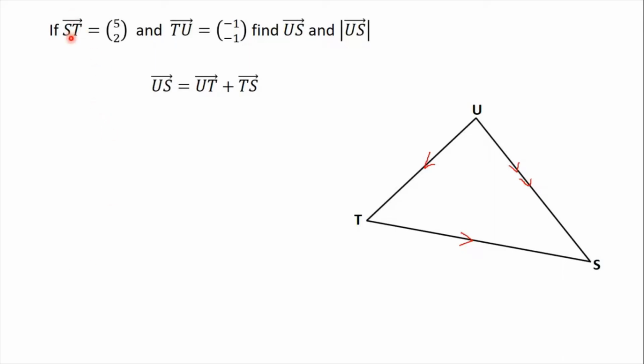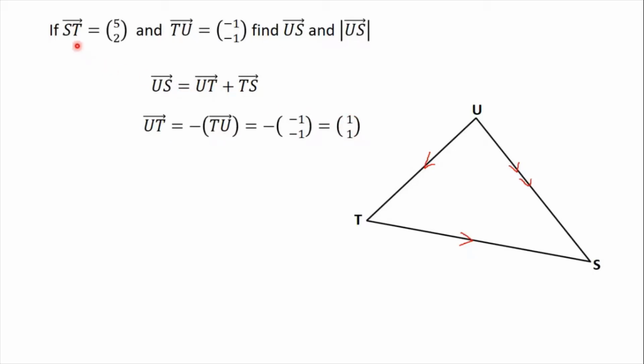The question gave us vector ST and vector TU. We are looking for vector UT and vector TS. So we have to find UT and TS from ST and TU. Let's pick the first one, which is UT. We know that vector UT is equal to minus vector TU. And this will give us minus 1, minus 2. So we are going to have minus 1, which is positive 1, minus 1, which is also positive 1. So vector UT is equal to 1, 1.